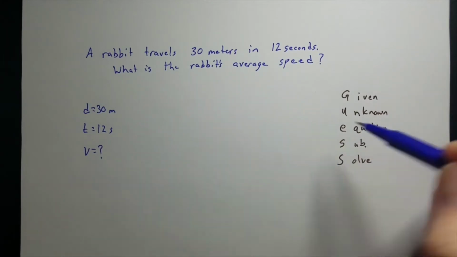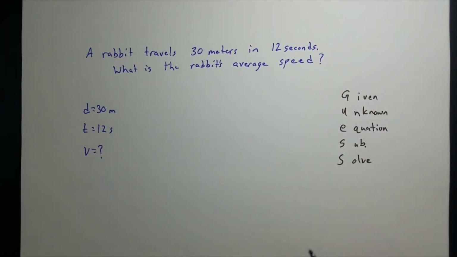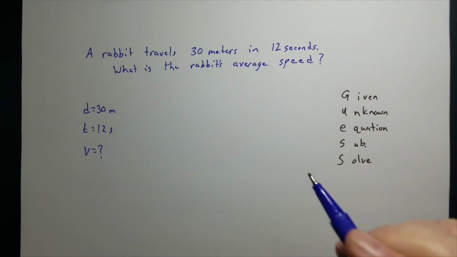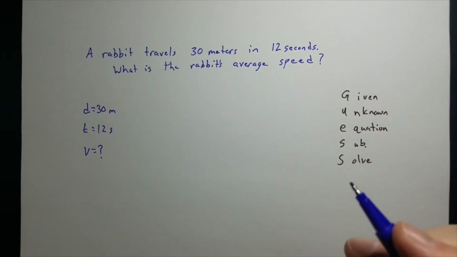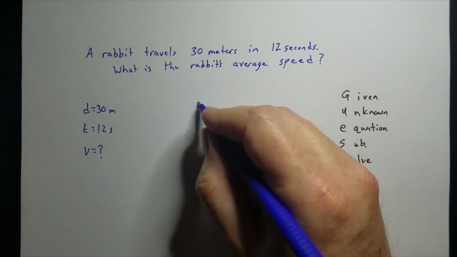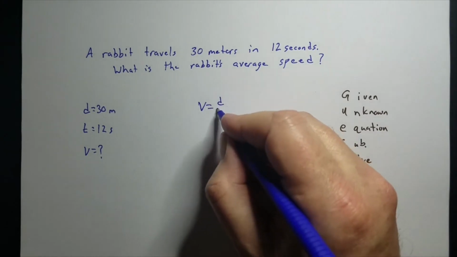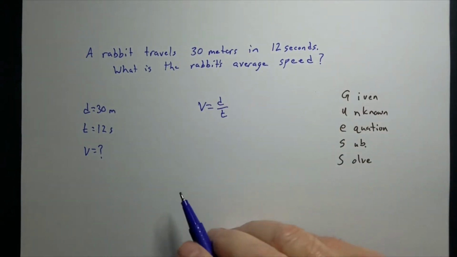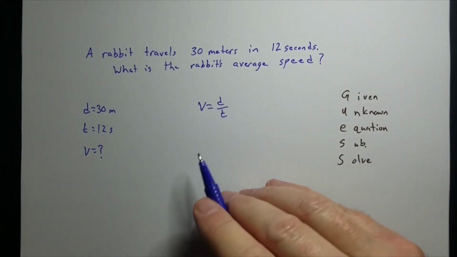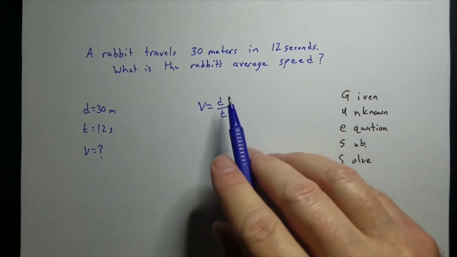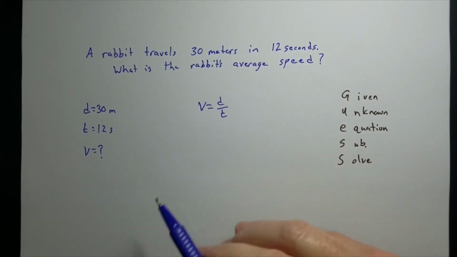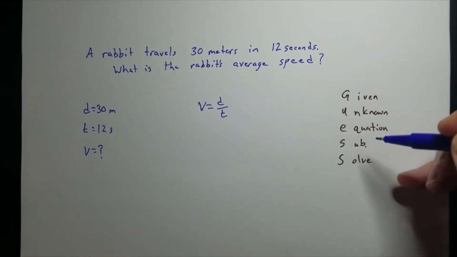Unknown is our velocity. Equation. Now, I do want everybody to start off here. This is a good place to start when you want to solve a problem. Start off with the equation: velocity equals distance divided by time. You may want to solve it for whatever variable you're looking for. In this case, we're actually looking for v, so we're good. But that could be a little bit more algebra practice for you. And then we've got the equation.